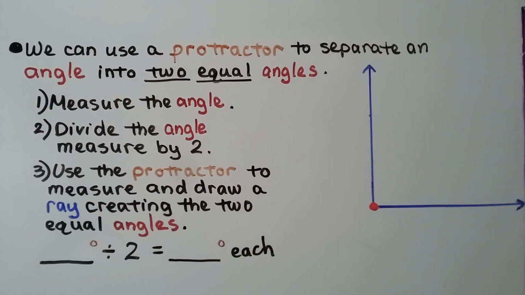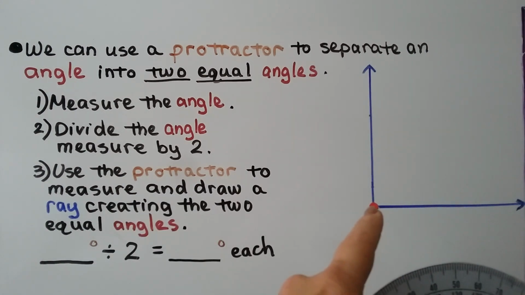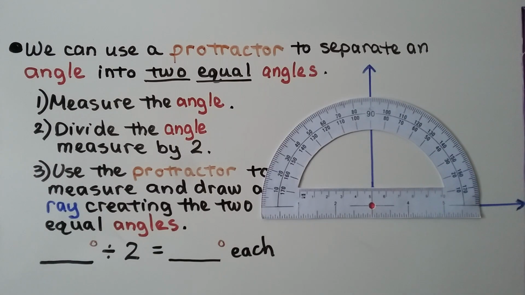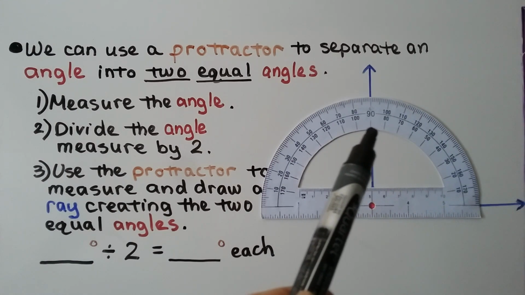We can use a protractor to separate an angle into two equal angles. So here we have this angle, and we need to separate it into two equal angles. So the first thing we do is measure the angle. It's opening to the right, so we're going to use 0 on the right side, and we're going to line up this vertex with the center of the protractor. We have our vertex in the center, and we have it lined up with this ray on the 0 line on the right-hand side of the protractor. So if that's 0, then we're going to use the inside scale, because then that would be 10, 20, 30, 40, 50, 60, 70, 80, 90 degrees.